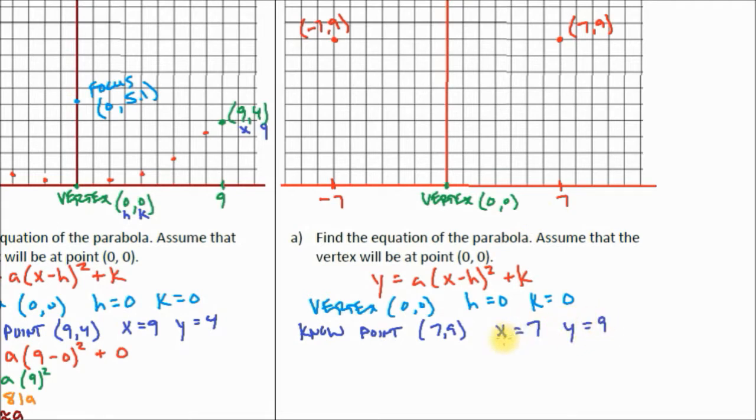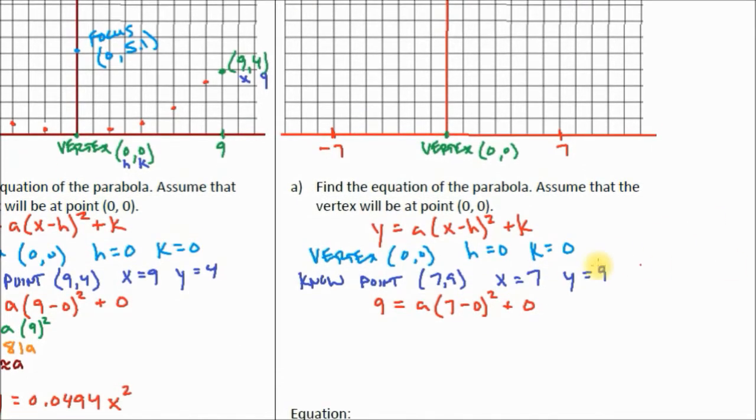If you plug in x in our equation, you better get 9 because that point has to be on our parabola. So now we can fill in our vertex form quadratic with our known information. y is equal to 9. a we don't know. x is 7, minus h, which is 0, squared, plus k, which is 0. Let's simplify this. 9 equals a times 7 squared. We drop the k value because it's 0.